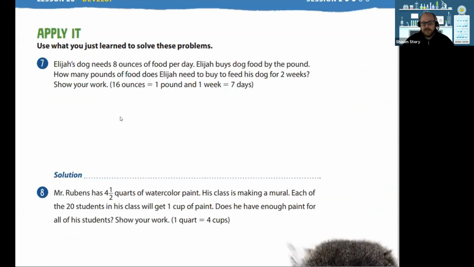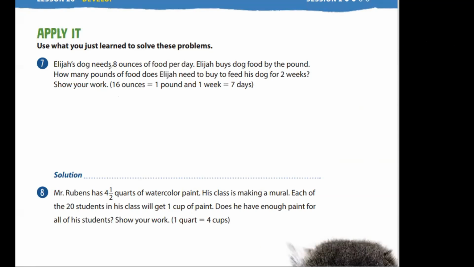All right, next one. Who would like to read this one? I can do that. Okay. Use what you just learned to solve this problem. Elijah's dog needs 8 ounces of food per day. Elijah buys dog food by the pound. How many pounds of food does Elijah need to buy to feed his dog for 2 weeks?